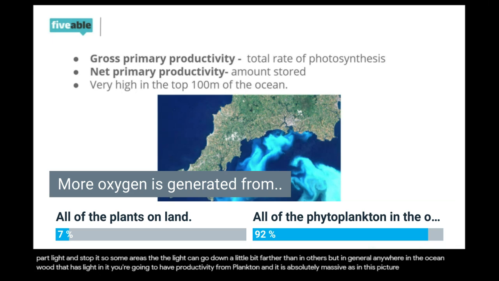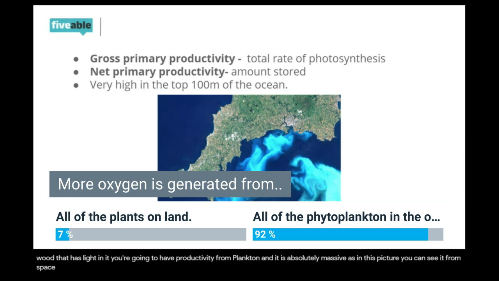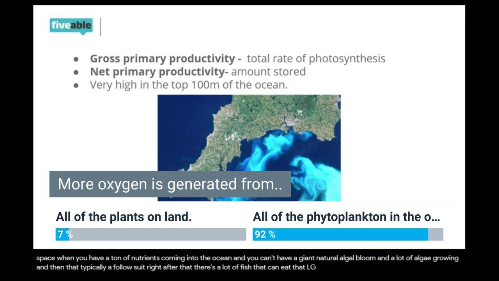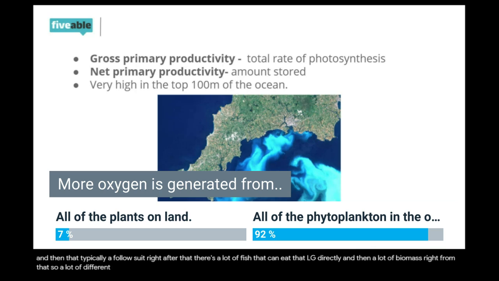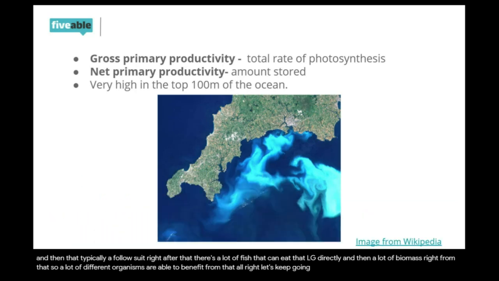As in this picture, you can see it from space. When you have a ton of nutrients coming into the ocean, you're going to have a giant natural algal bloom and a lot of algae growing. And then that typically follows suit right after that. There's a lot of fish that can eat that algae directly, and then a lot of biomass right from that. So a lot of different organisms are able to benefit from that. All right, let's keep going here.